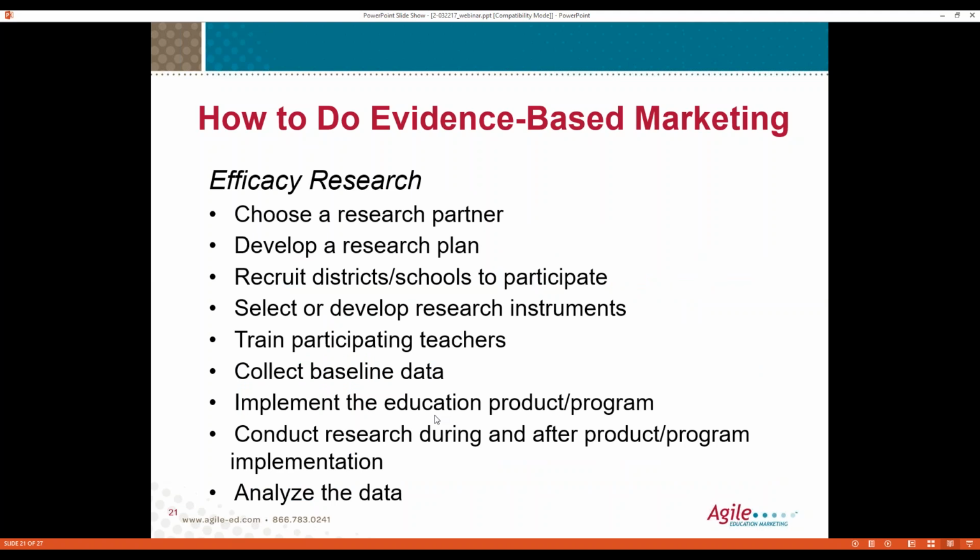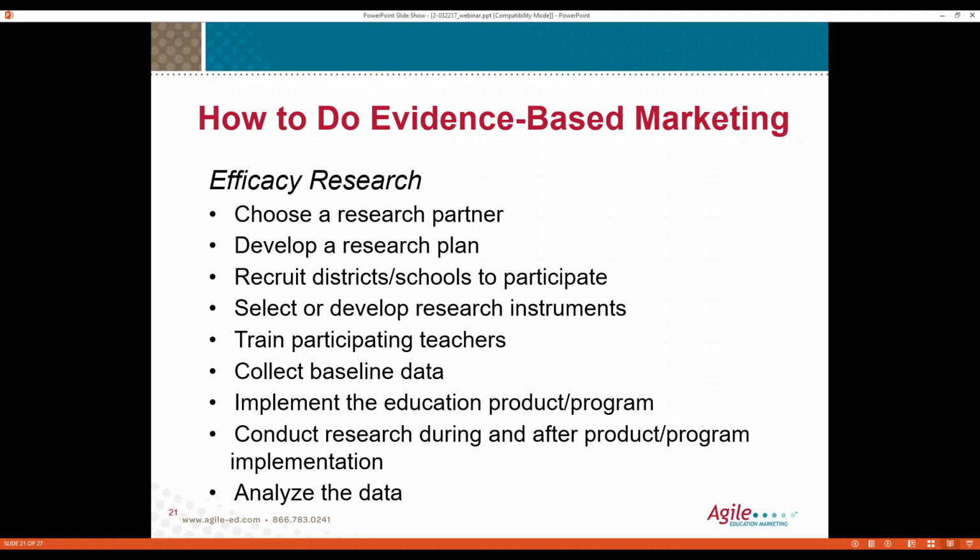Here we just wanted to take you quickly through the process of actually doing efficacy research. The first thing you're going to do is choose a research partner. They should be education focused and should have a track record in research. You want to develop a research plan. That plan should talk about the goals of the research questions and what student populations you're going to focus on. You should be making some preliminary decisions about the measures, the assessments you're going to use, although that could be subject to change. And then you also want to have at least preliminary plans for data analysis.